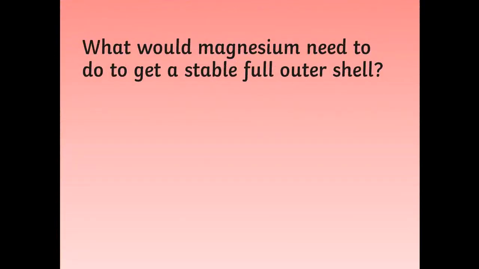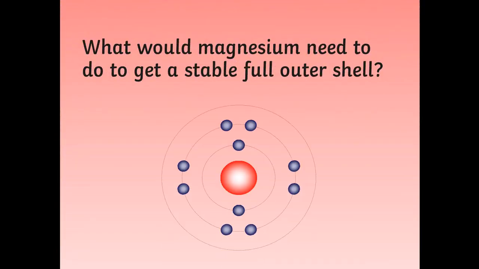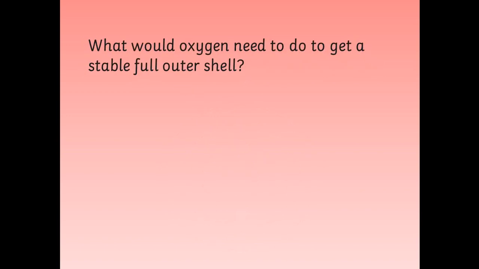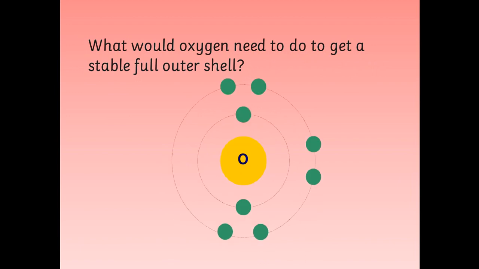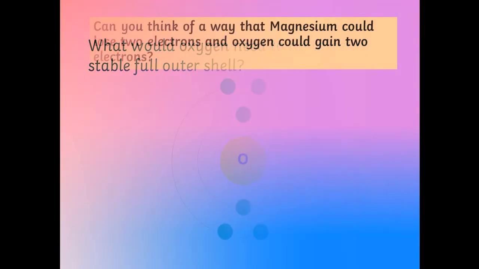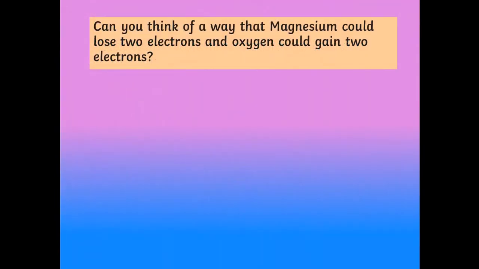What would magnesium need to do to get a stable full outer shell? What would oxygen need to do to get a stable full outer shell? Can you think of a way that magnesium could lose 2 electrons and oxygen could gain 2 electrons? Why? In order to complete its octet, in order to gain the noble gas configuration.